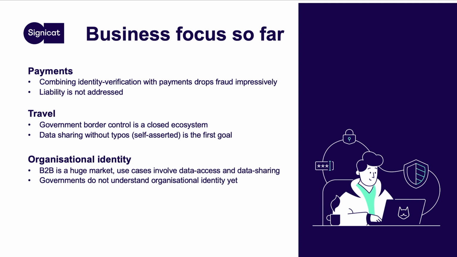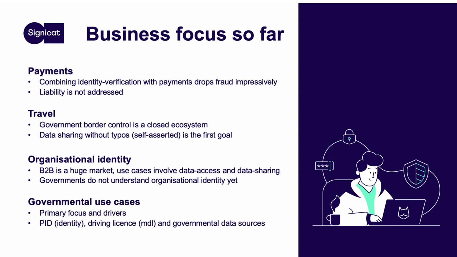Then organizational identity. Everyone thinks payments is the biggest ecosystem out there, but I suspect that business to business might be bigger. It's less specific, but it might be bigger, and lots of use cases involve data access on various levels and data sharing. And one of the concerns there is that most governments do not really understand the concept of organizational identity. They understand the concept of ultimate business owners, of power of attorney, but actually having a legal person and assign an identity to that is very complex and also embedded in lots of national history.